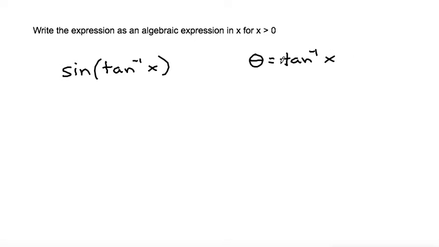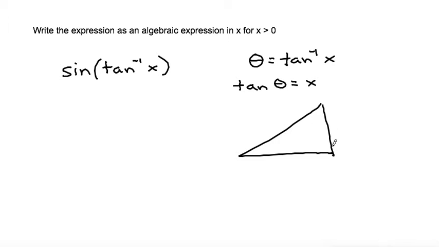And then if we take the tan of both sides, we can cancel out the tan inverse to make the problem tan theta is equal to x. From here, let's draw a right triangle. Pretend it's a right triangle. If this is our angle theta, tan of theta is the ratio of the opposite over the adjacent.